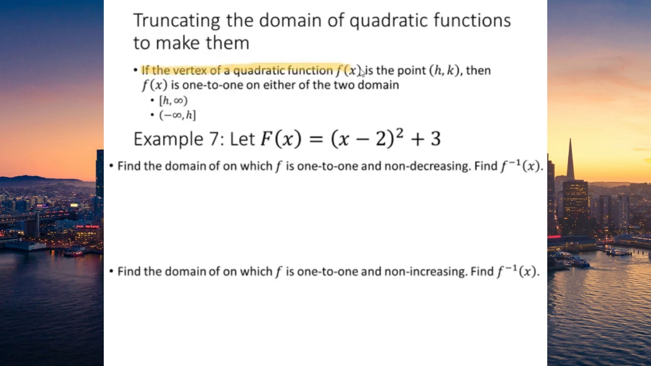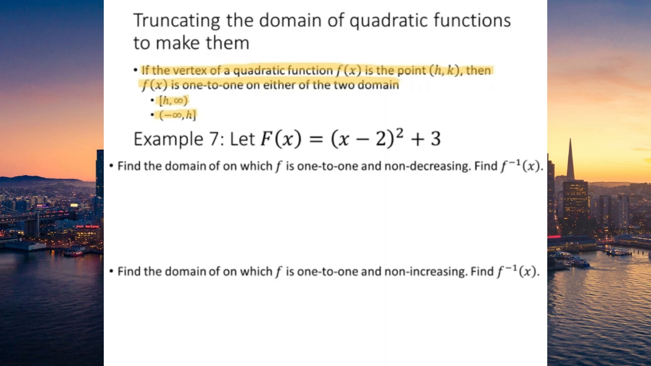If the vertex of a quadratic function f of x is the point (h, k), then f of x is going to be one-to-one on either of the following two domains. Either the interval h to infinity, which would represent the right part of our parabola, or negative infinity to h, which represents the left part of our parabola. For functions in general, we would use key properties to help us determine where to truncate the domain, and we'll see more of that later when we discuss trigonometric functions later on in this course.